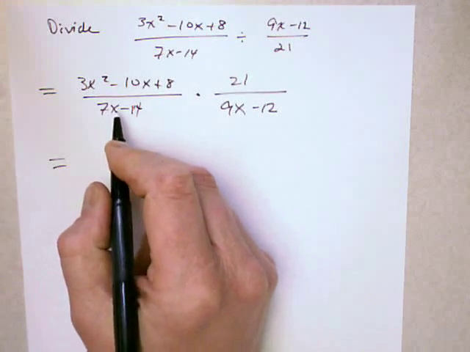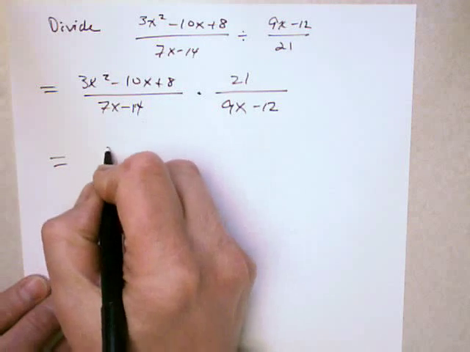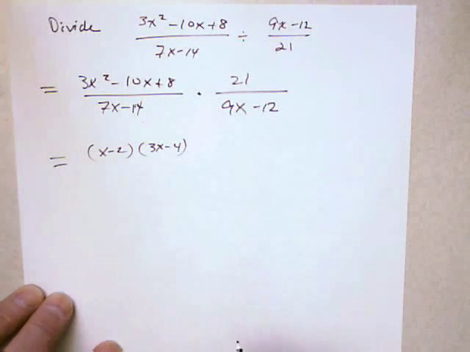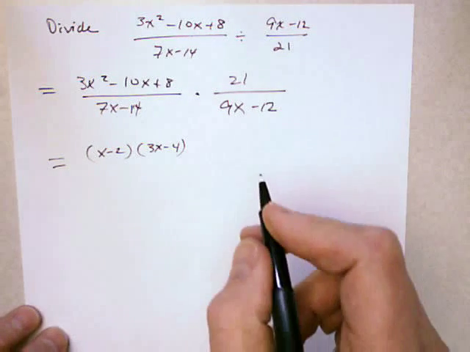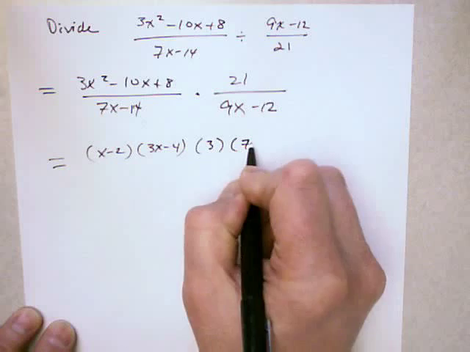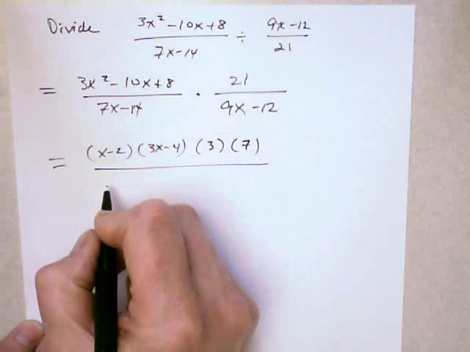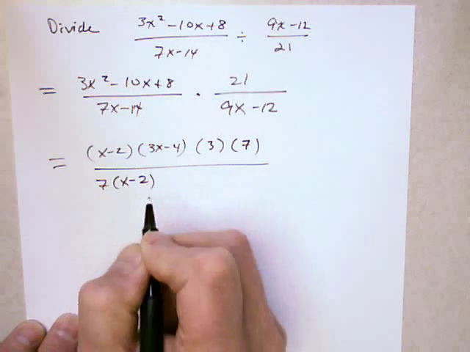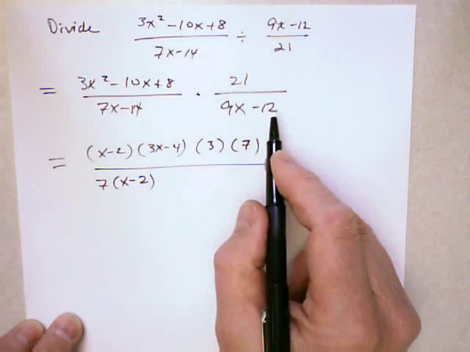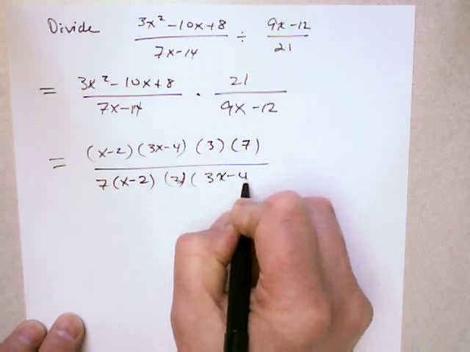Let's see how we can work this now. It turns out I'm not going to do the heavy work here for you. 3x squared minus 10x plus 8 does factor out to x plus 2 times 3x minus 4. Okay, that's the first one, the hard one that we got done. The other one, 21, factors out to just 3 times 7. And then the denominators, they all factor out. I'm going to pull a 7 out front here, and I'm left with x minus 2. And then this 9x minus 12, the only thing in common there is a 3. So I'm going to pull a 3 out of there and end up with 3x minus 4.